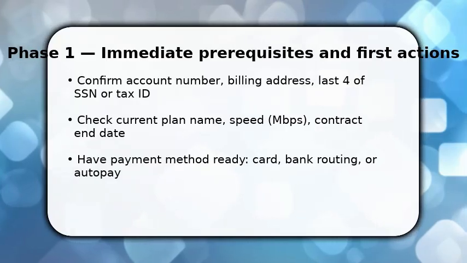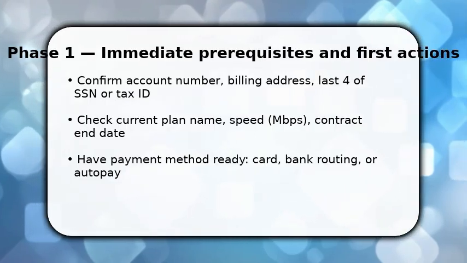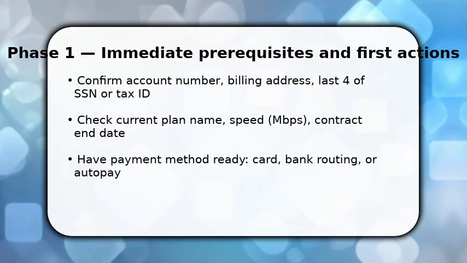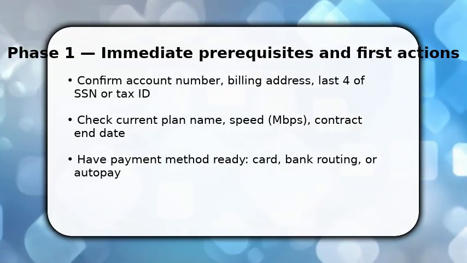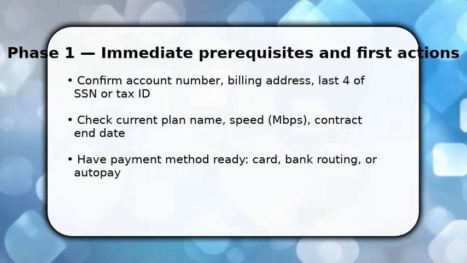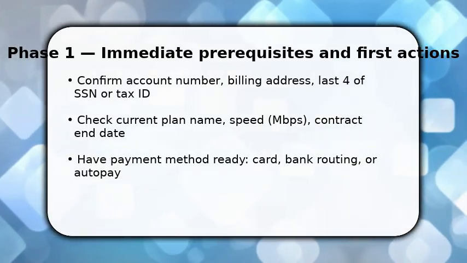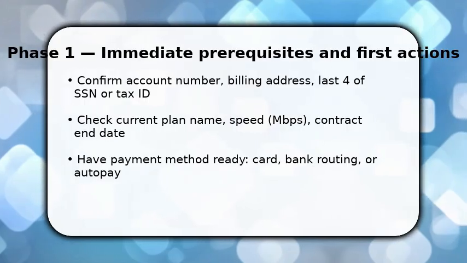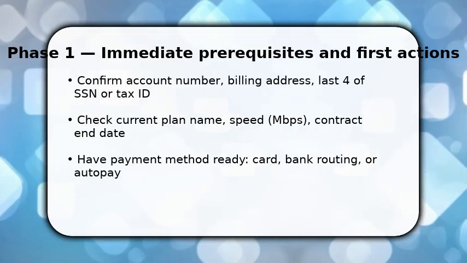You start by confirming your account is active and you have the essentials. Log into your Alliance account and verify the account number, service address, and billing status. This prevents delays. Once done, note your current plan name, speeds in Mbps, and any early termination or contract dates so you can compare accurately. Make sure a payment method is available, card or bank info, because some changes bill immediately.